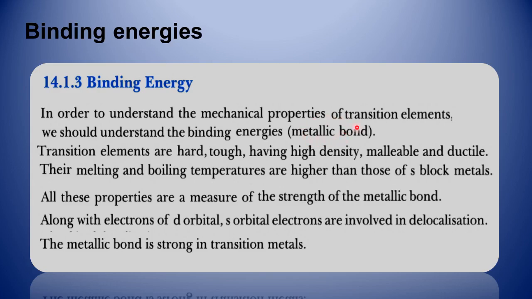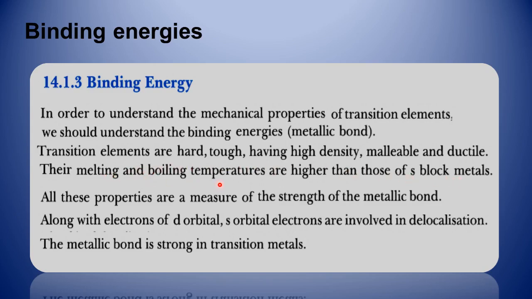The transition elements are hard, they are tough, they have high density, they are malleable and ductile, meaning they can be hammered into sheets and be converted into wires. Their melting and boiling temperatures are higher than those of S-block metals. Now this also represents that the metallic bonds in transition elements are stronger as compared to S-block metals. That is why they have higher melting and boiling temperatures.